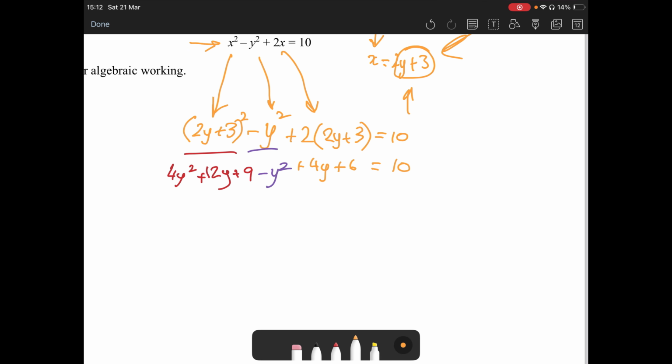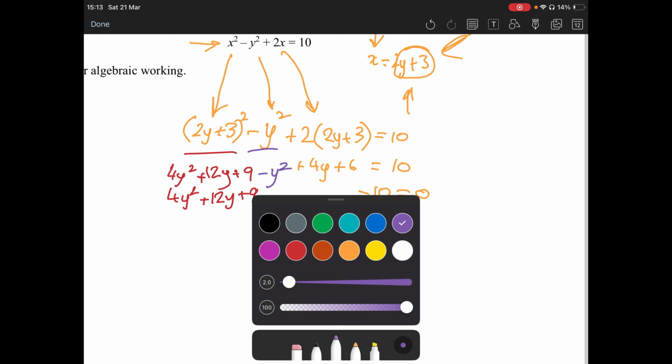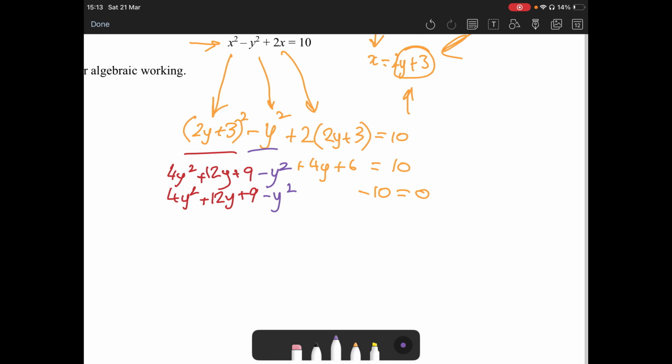Fair enough, right? Now, any quadratic, we always want to make it equal to 0. So we'll move the 10 over. So this is going to be minus 10, because we want it to equal 0. You know what? Let's just write it all again, right? Why not? I don't want to leave anything for the chance when it comes to me communicating with the examiner.